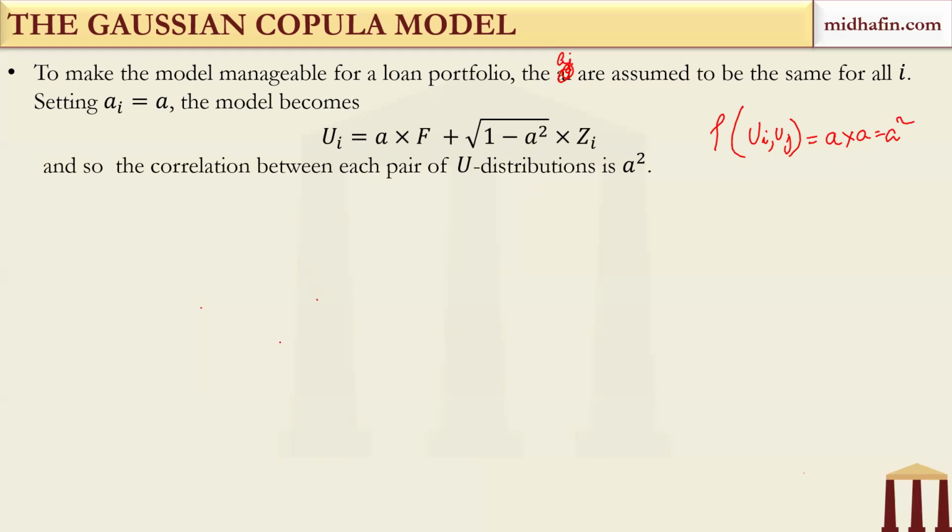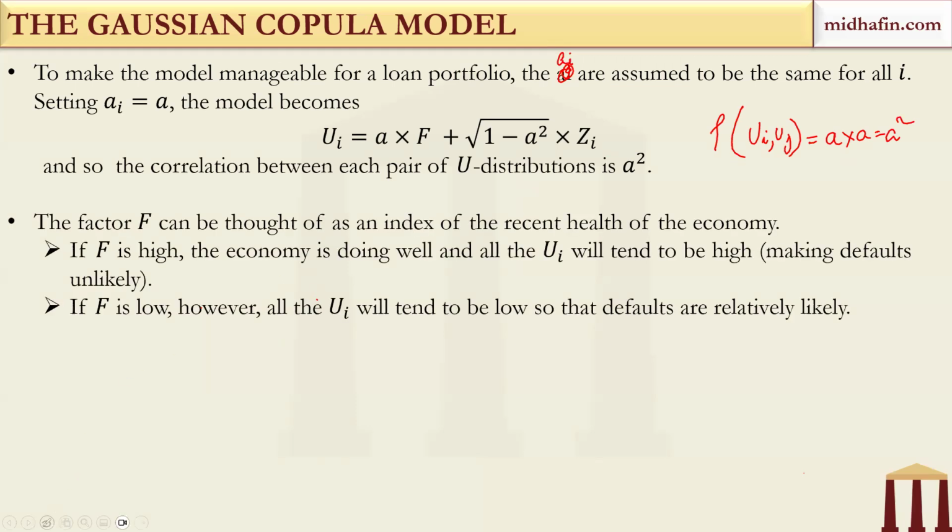Now, as we discussed, this factor F can be thought of as an index of the recent overall health of the economy. If F is high, the economy is doing well, and of course, UI will also be high, which will make defaults less likely or unlikely. And if F is low, the economy is doing badly, all the UIs will tend to be low, and defaults will be relatively more likely.